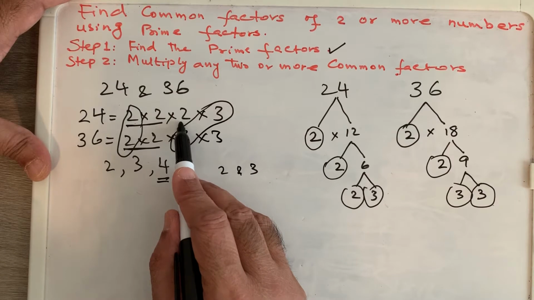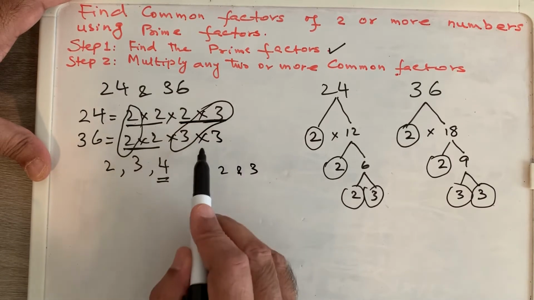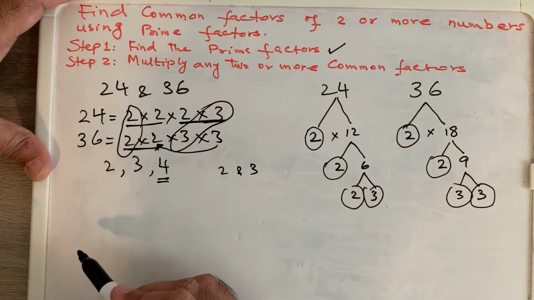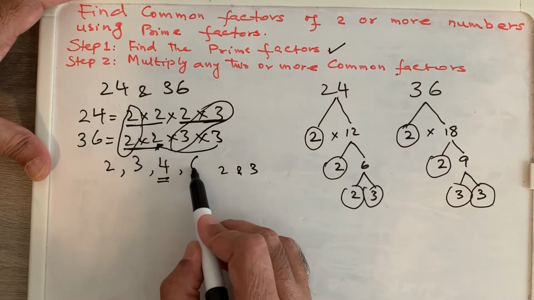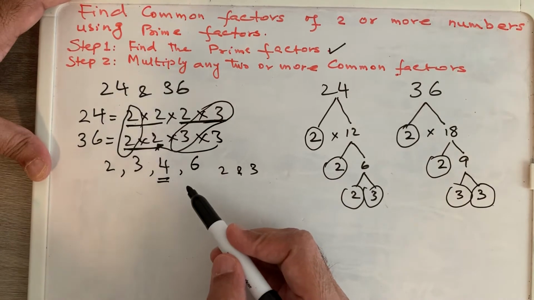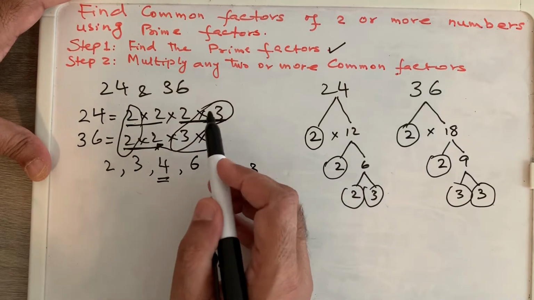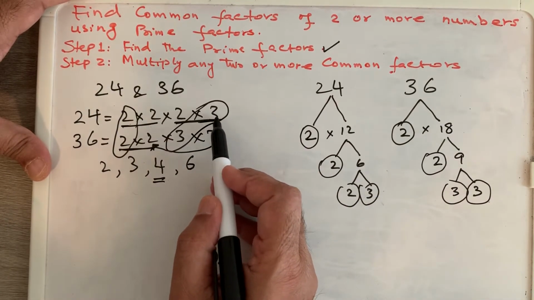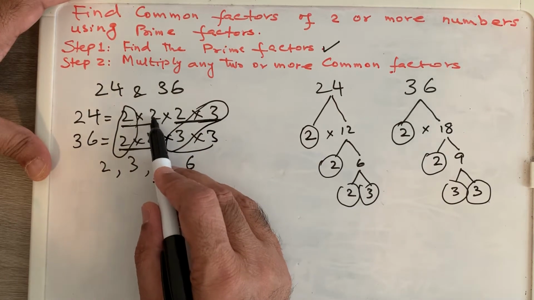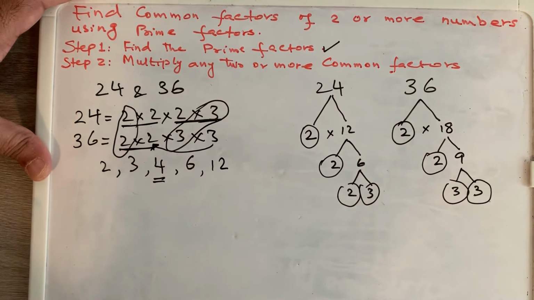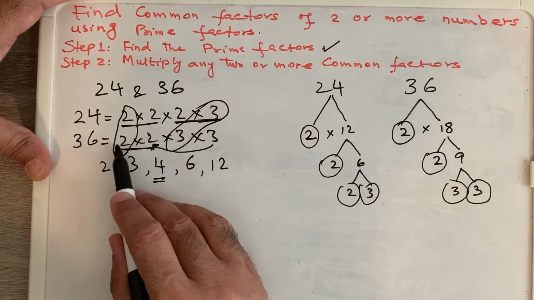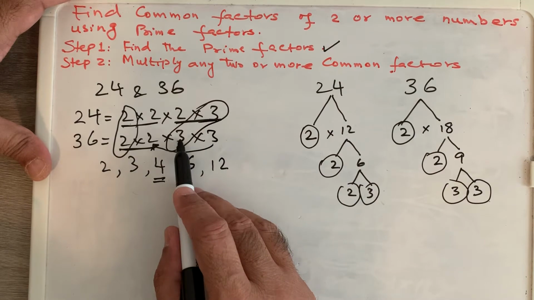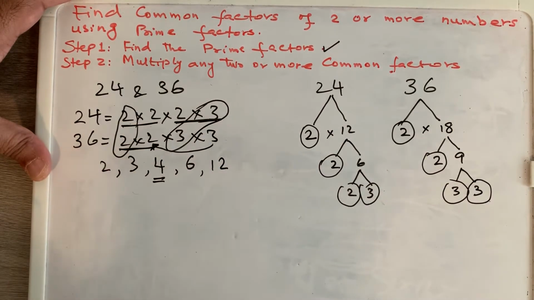3 times 2 is 6, and 3 times 2 is 6 is here. So that means 6 is also a common factor. So you can multiply and see what other common factors are possible. Now we have to check another one. What else can be a common factor? 3 times 2 is 6, 6 times 2 is 12. So 12 is also a common factor, and 12 is here too. 3 times 3 is 9, but there is no 9 there, so 9 is not a common factor. So you need to see what the possible common factors can be.